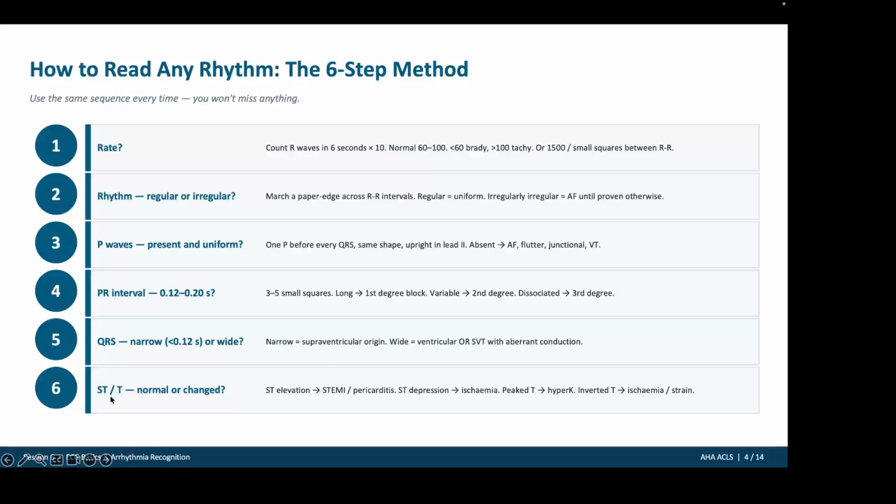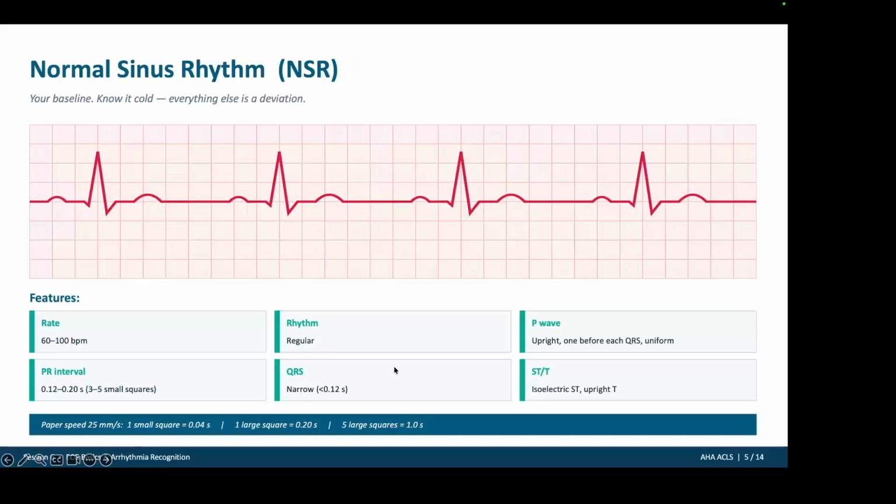And ST and T segments, normal or changed. You have to check. ST elevation can be a STEMI, which is ST elevation MI, or pericarditis. If ST depression is there, then it can be due to ischemia. And peaked T wave, hyperkalemia; inverted T wave, ischemia or strain pattern.